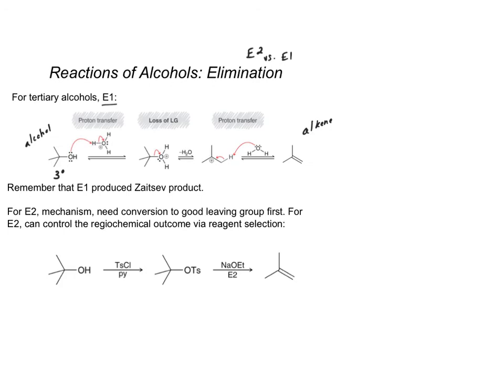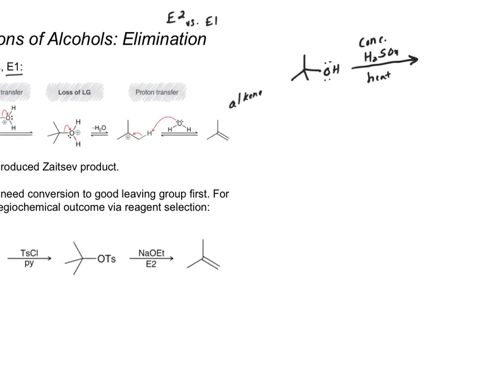Again, the overall reagents for that were our alcohol, of course, but to promote elimination, what we used was concentrated H2SO4 and then heat, and again that would give us our overall eliminated product, our alkene. Now, there are some issues with this, right? So this is good for tertiary alcohols.